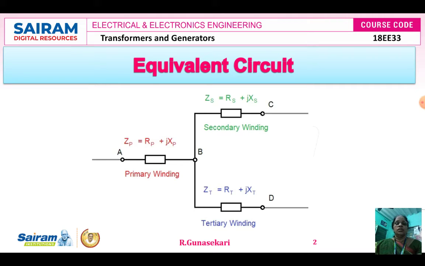In all three windings, the impedance is the combination of resistance and reactance. Similarly, the secondary winding impedance ZS is equal to RS plus jXS. The impedance of the tertiary winding ZT is equal to RT plus jXT.